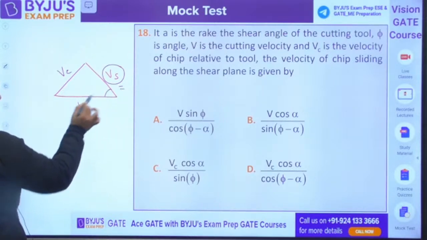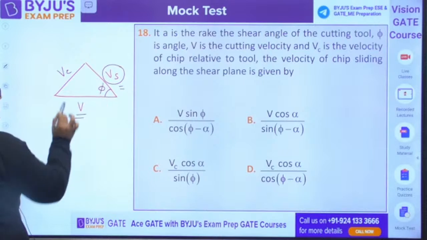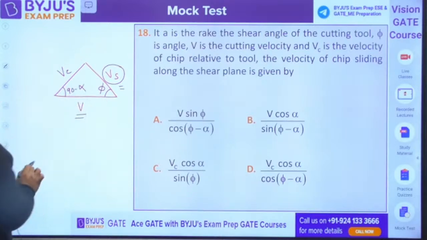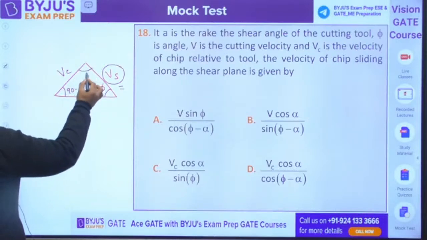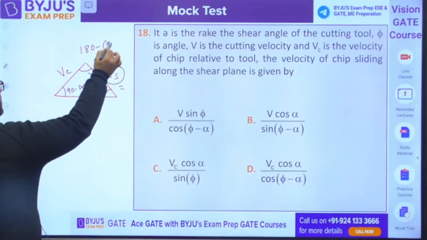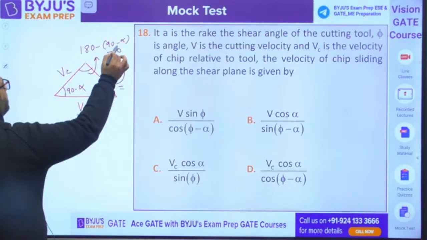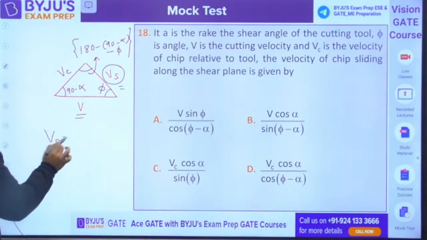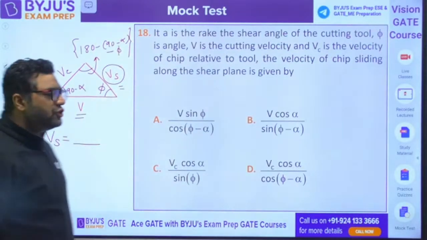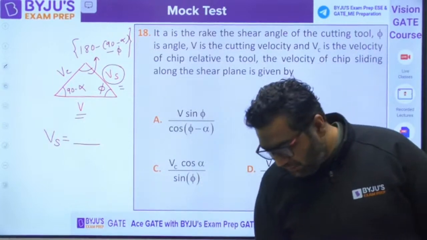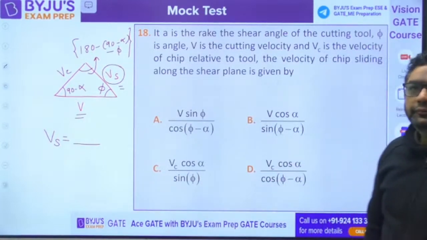Here the angle is phi. Here the angle is 90 minus alpha. You just need to use the sine rule on the triangle, and here the angle you can find out is 180 minus (90 minus alpha) minus phi. Based on that you can tell what the shear velocity formula would be. Some of you may also remember it by mugging it up. What would be the answer? Question number 18 it is.